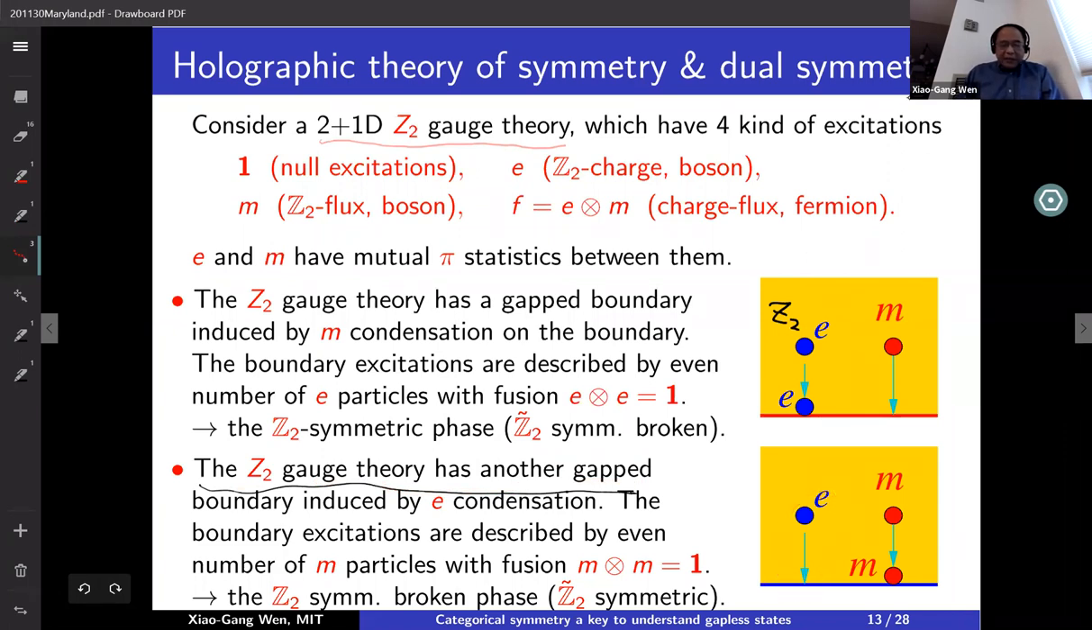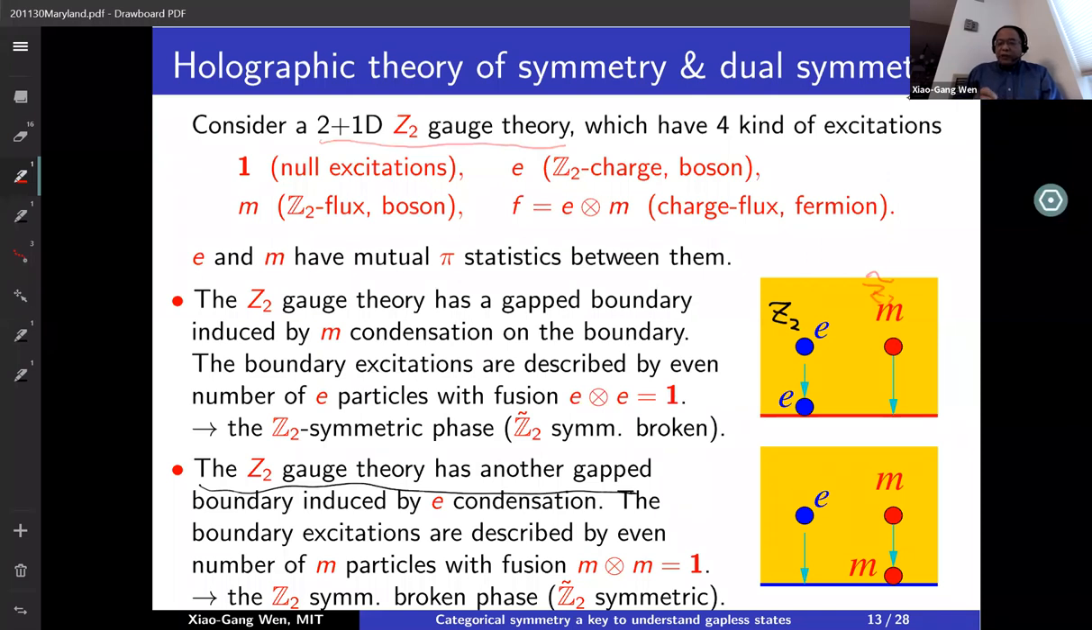Okay. And this E condensation certainly breaks the Z2 symmetry, but it does not break the dual symmetry. And the M is not condensed on the boundary. This Z2 fusion of the M particle indicates this boundary has an unbroken Z2 dual symmetry. So this Z2 dual symmetry we studied before can also be promoted to the bulk. So this bulk has this Z2 dual symmetry, called the Z2 tilde dual symmetry.